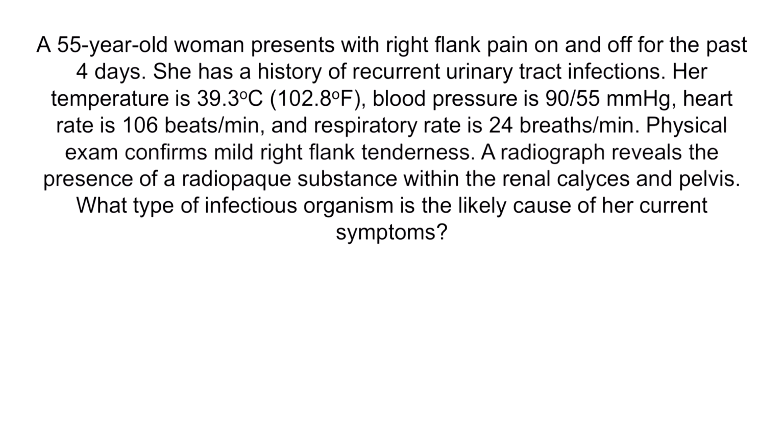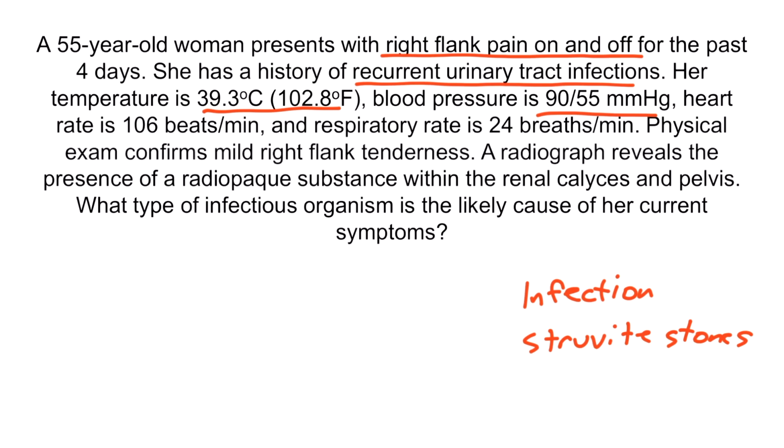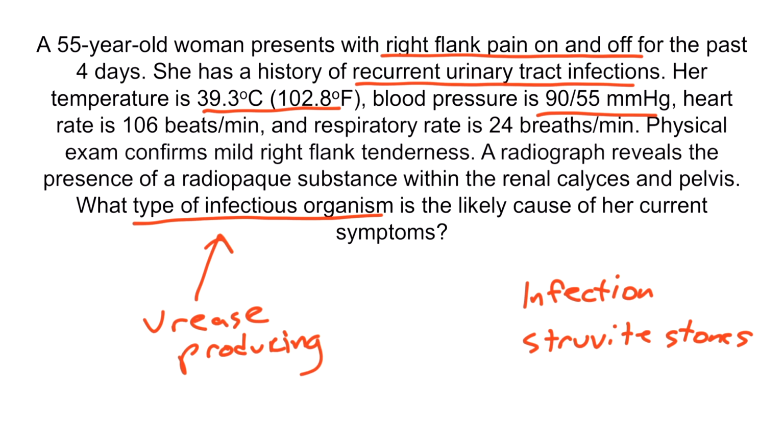This patient has waxing and waning right flank pain. She also has a history of recurrent UTIs. And the fact that she has a fever and low blood pressure indicates that she likely has an infection. And since an X-ray or radiograph reveals a radio-opaque obstruction, this is consistent with ammonium magnesium phosphate, or struvite stones. And remember that these stones are caused by urease-positive organisms, such as Proteus or Klebsiella. So what type of infectious organism is likely responsible? That would be a urease-producing organism.